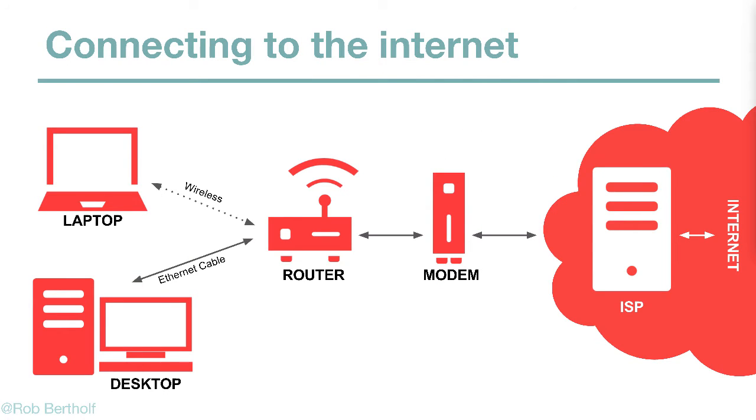To connect to the Internet, we either use a laptop that connects wirelessly to a router, or a desktop that connects through an Ethernet cable to the router. The router then connects to our modem, which connects to an internet service provider in order to get access to the Internet. It's kind of like our internet service provider is a gateway to the Internet.